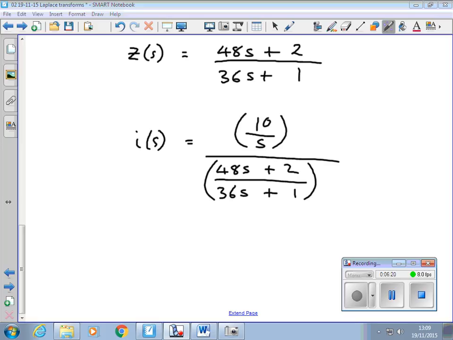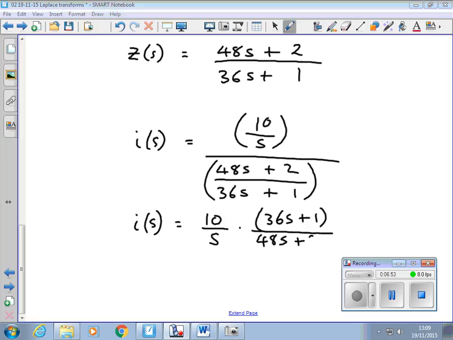I've got one fraction, 10 over S, this one, divided by another fraction. Now if you think back to your work with fractions, if I'm dividing one fraction by another fraction, I invert the bottom fraction and multiply. So I can actually now write that IS equals 10 over S, the top fraction, multiplied by the inverse of the bottom fraction, which is 36S plus 1 over 48S plus 2.